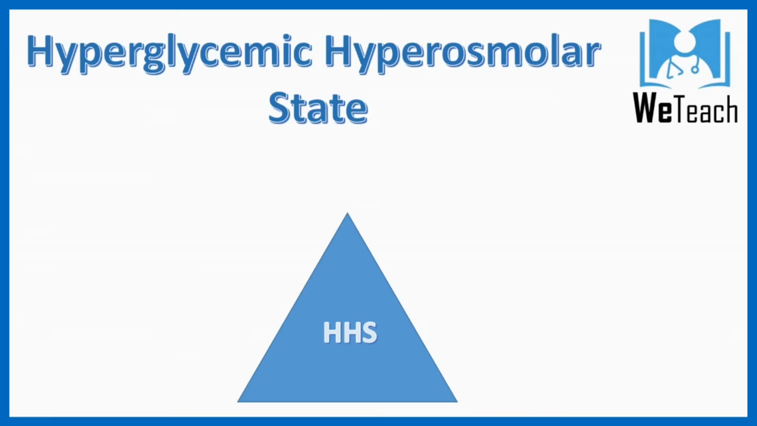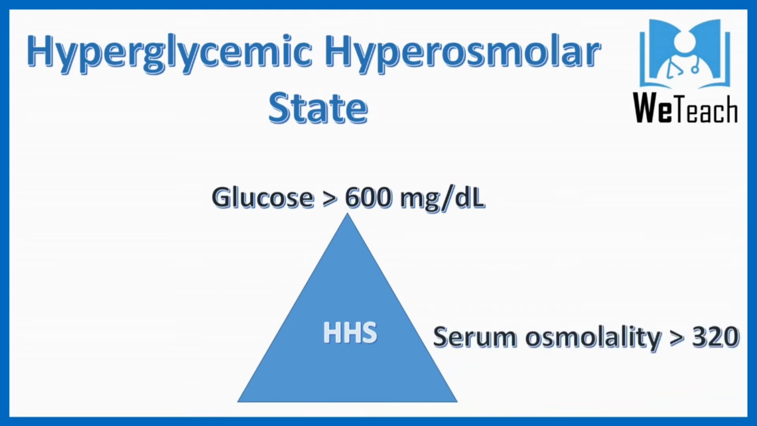Now we go into the hyperglycemic hyperosmolar states. In order to remember HHS, we can think about the diagnosis as a triad. The first item in the triad is to have a glucose more than 600 milligrams per deciliter. Please note the significant difference in the level of glucose, which is much higher in HHS. The second item is serum osmolality more than 320, and that also differentiates it from DKA.